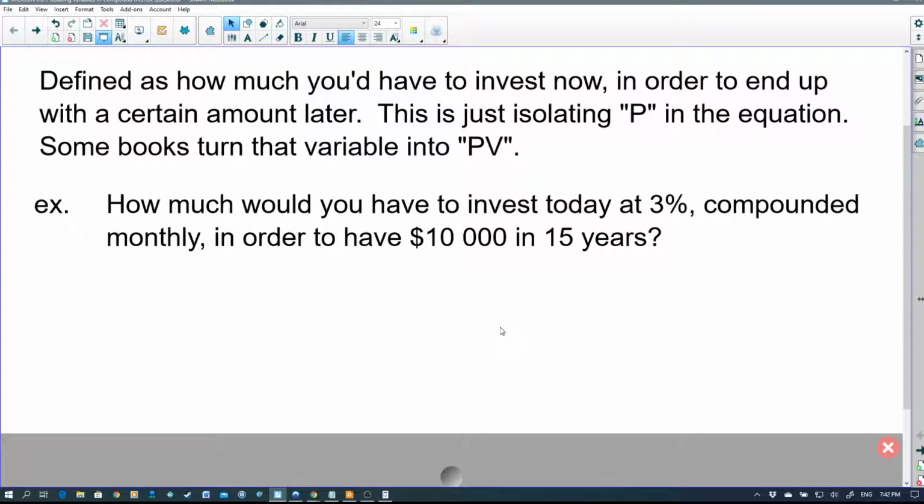So here's an example of the style of question you might see. How much would you have to invest today at 3% compounded monthly in order to have $10,000 in 15 years? So a lot of the issues with these questions is being able to recognize what did they actually give you by reading the question. If I'm saying how much would you have to invest today, that means we don't know our original investment. So our principal, let me just write the formula here actually before we start.